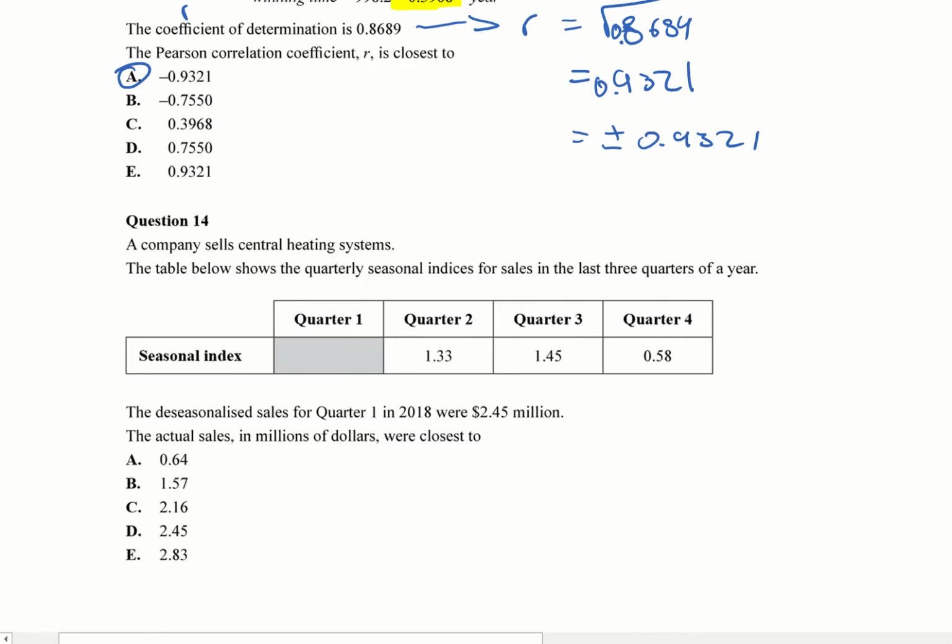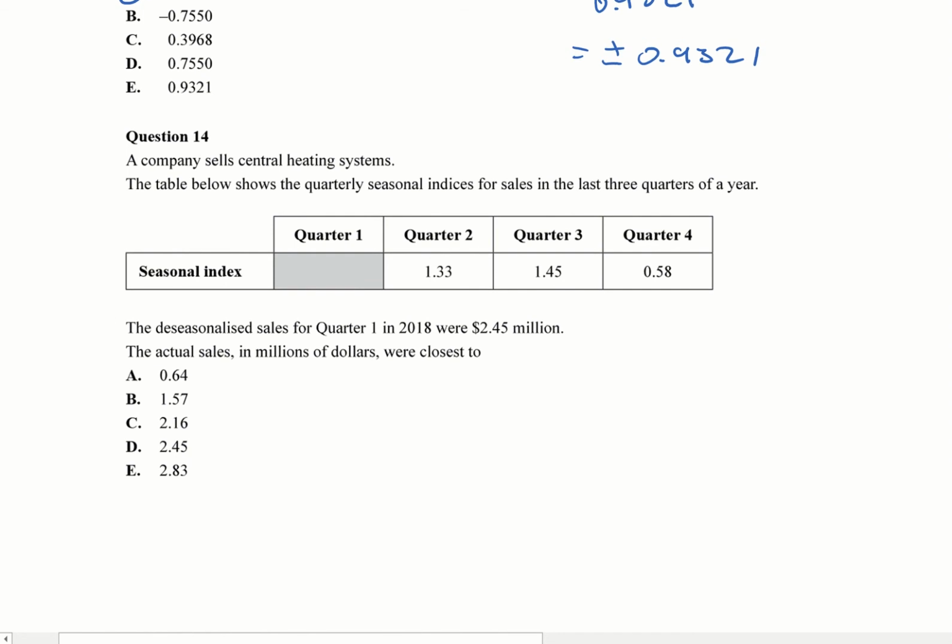Okay? All right, question 14. Now this is one where you've got to be careful which parts you do with it, and I'll show you why. Remember, if I add up all these seasonal indices here, because I've got 4 quarters, my total has to equal 4. If I do that, this here is equal to 0.64. You go, haha, I've got my answer in circle A. Guess what? You're wrong.